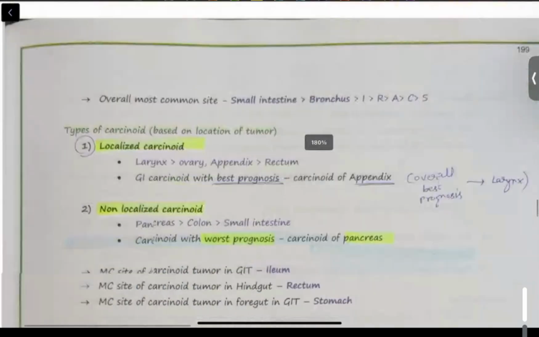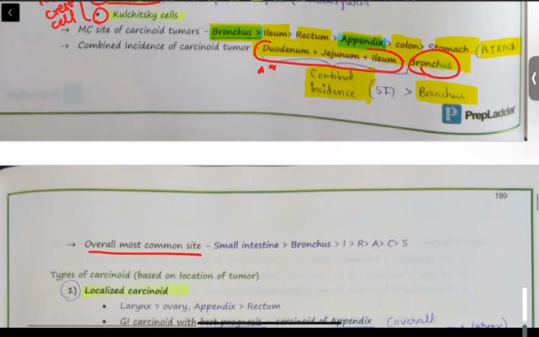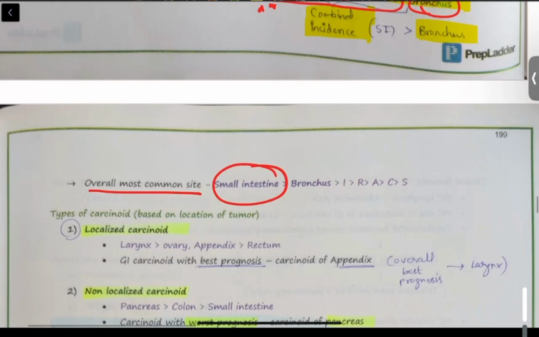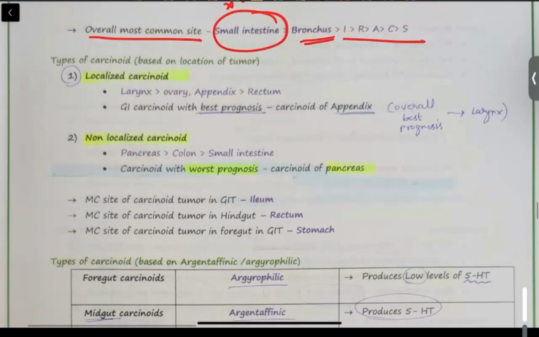Hence, overall the most common site, with all three combined, is nothing but the small intestine. So the overall most common site for carcinoid tumor becomes the small intestine rather than the bronchus, and then come all the other individual parts of the small intestine. So what are the types of carcinoid?